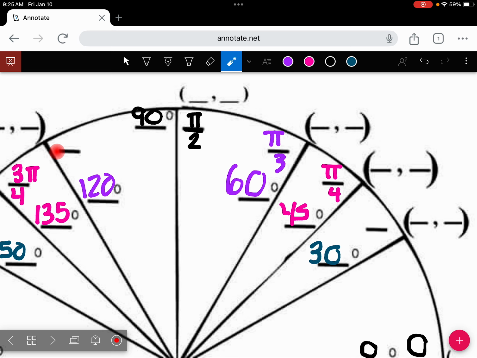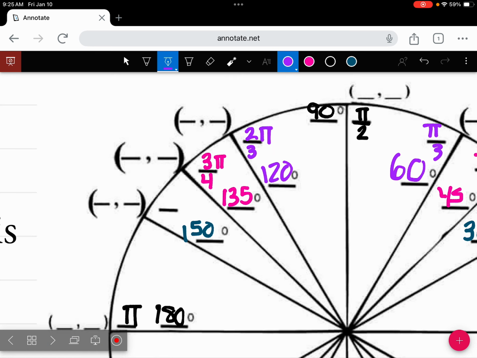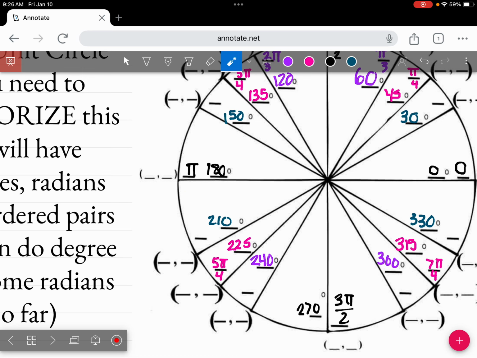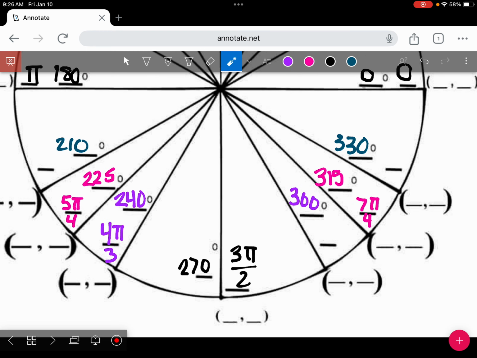Which means, what's this one? 2 pi over 3. I have 2/3 of the pi. 2 pi over 3. 3 pi over 3 gets us back here down to pi. So that would be 1 pi. So if we're going 1 pi over 3, 2 pi over 3, 3 pi over 3. What's that guy? 4 pi over 3. What's this one? 5 pi over 3. And that would get us back to our 6 pi over 3, which would round up right here on our 2 pi.